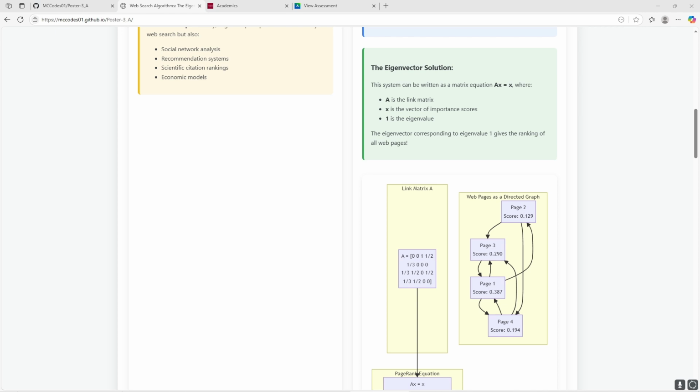Now, real websites present realistically two main challenges. Some have no outgoing links, and the web contains some disconnected components. Google addressed this with a simple modification that adds a small probability of randomly jumping to any page. That gives it a unique ranking vector, and it models how users browse the web.